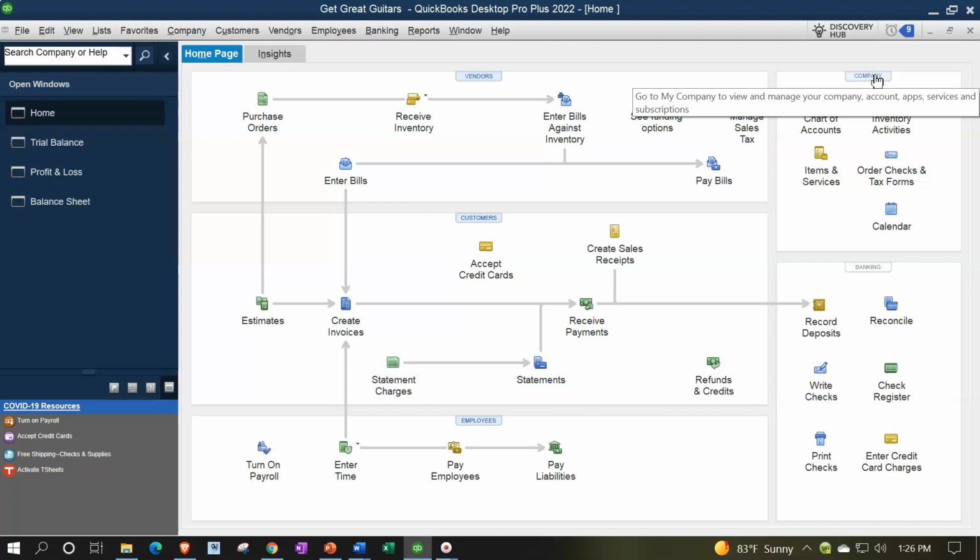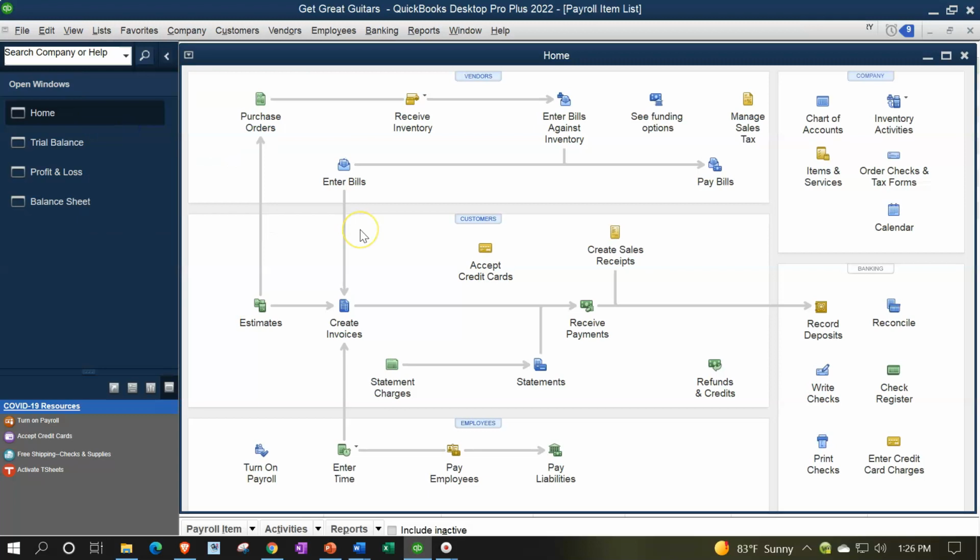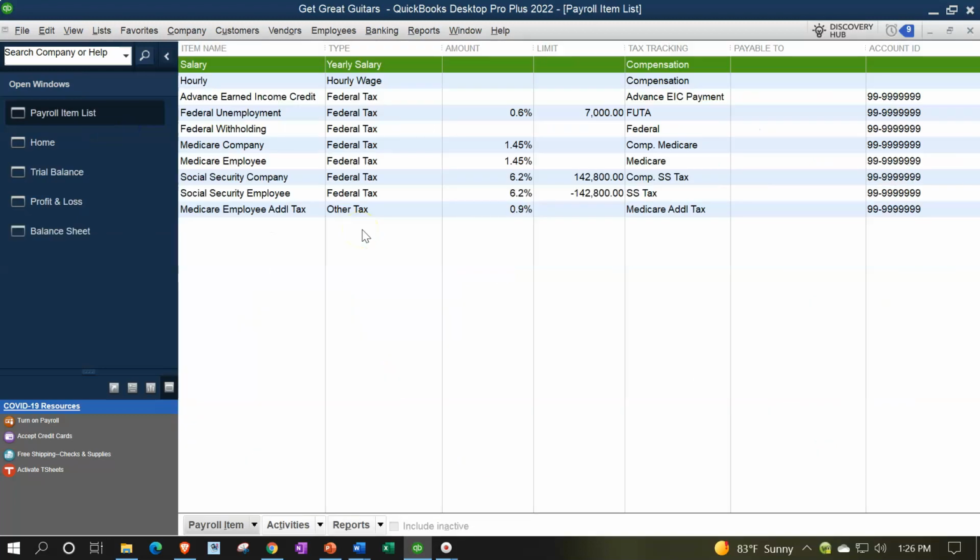As we enter the payroll, we would expect, noting that the next thing we did when we set up the payroll, by the way, was go to the lists dropdown, and we set up the payroll item lists, possibly not exactly this way, but you can see that these are going to be the payroll items that are going to help us to calculate the payroll.